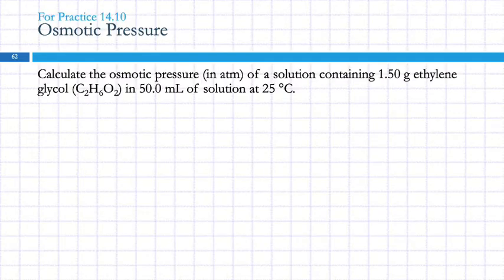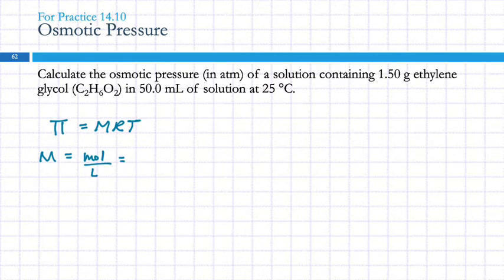So calculate the osmotic pressure in atmospheres of a solution containing 1.50 grams of ethylene glycol in 50 milliliters of solution at 25 degrees Celsius. So the equation here is this capital Pi is the molarity times R times T, kind of like Mr. T, I guess. So we need to calculate the molarity. So molarity is moles of solute divided by liter of solution, right?